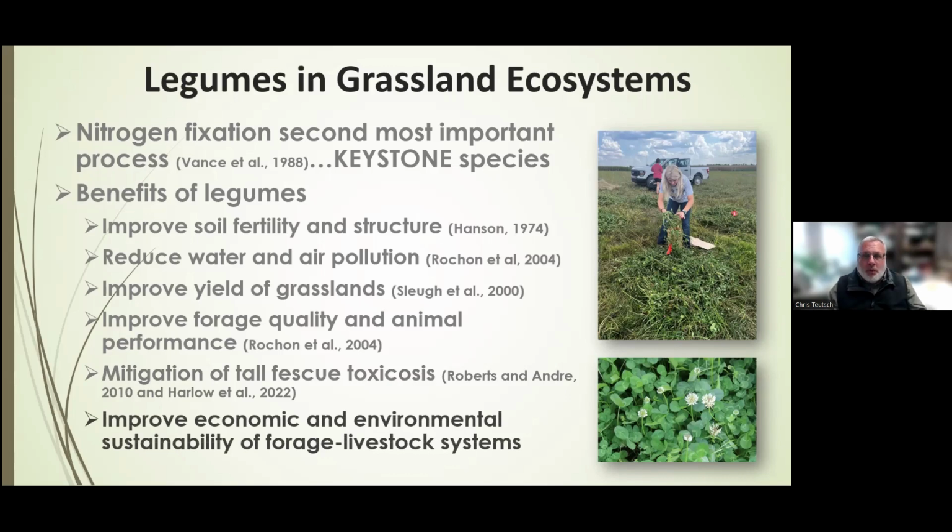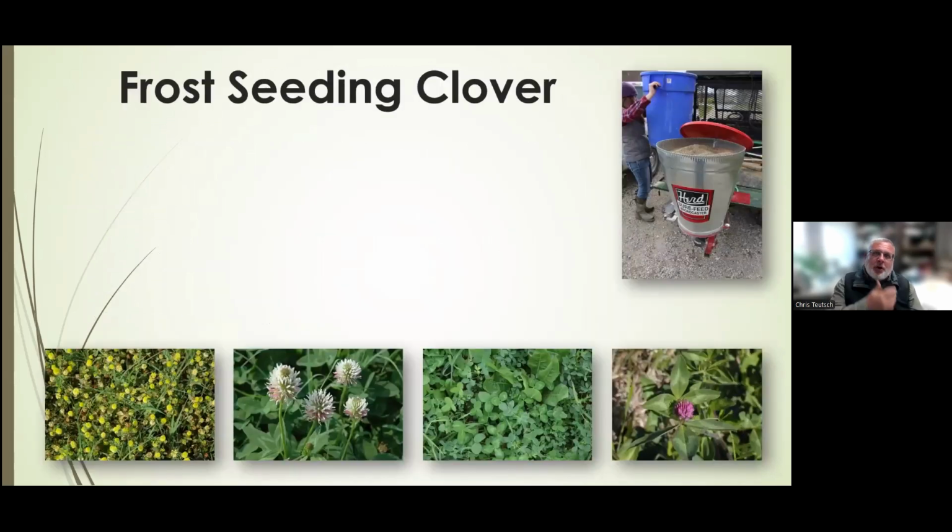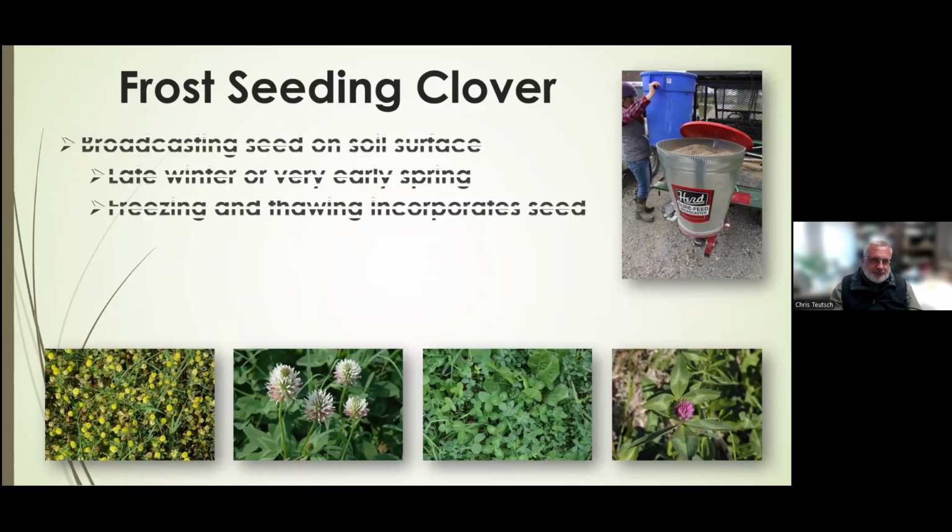All right, so overall, they improve the economic and environmental sustainability of forage livestock systems. The reason I'm spending a little bit of time on this slide is I want you to understand that legumes are an important part of grassland ecosystems and an important part of hay production systems, in that we really need to be thinking about ways or strategies that we can get and maintain legumes in hay fields to improve forage quality. And probably one of the easiest ways to do that is to frost seed clover and make sure we do that on a regular basis.